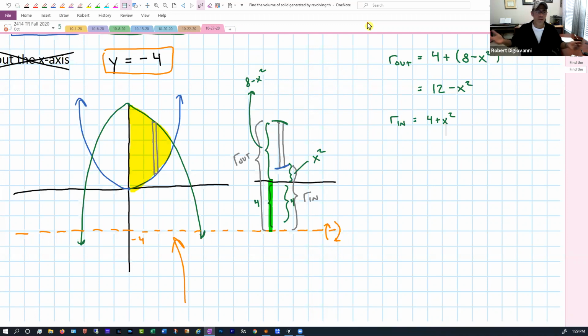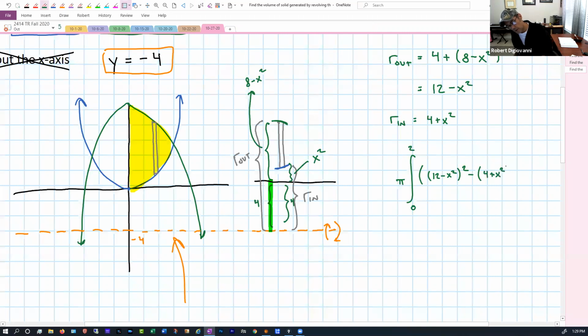The limits of integration, we already got those, right? 0 to 2. So we can just crank it out. It's the integral, don't forget the pi, from 0 to 2. It's the outer radius, which is 12 minus x squared, minus the inner radius, which is 4 plus x squared, but that quantity squared, dx.